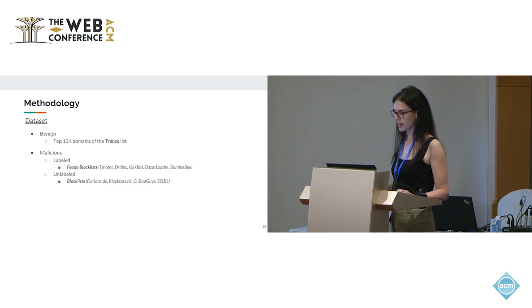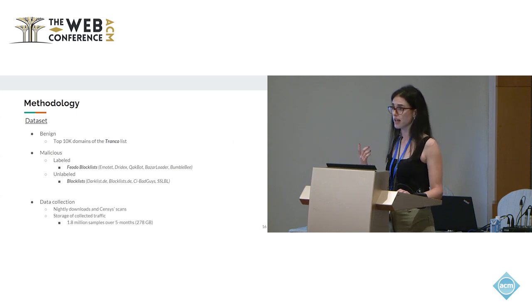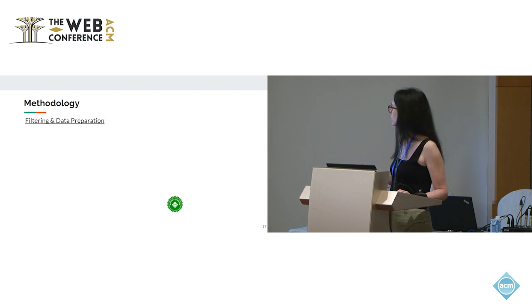Now we used several data sources to get the benign domains and benign IP addresses. We used the Tranco list. And for the malicious machines, we used several block lists, like the Feodo block list, which is also labeled. And we used also some unlabeled block lists, like blocklist.de, BadGuys, and SSLBL. We kept collecting all these IP addresses and domains on a daily basis. And we probed the servers, again, on a daily basis. And we did that for a 5-month period.